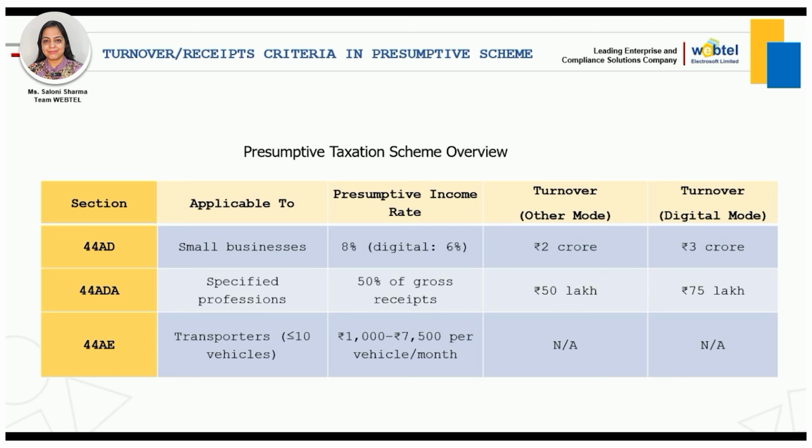Then comes section 44AE, that is related to transporters. If you are a transporter and have less than 10 vehicles, then you need to show presumptive income of up to 1000 or 7500 per month per vehicle, and no turnover criteria is there under section 44AE.